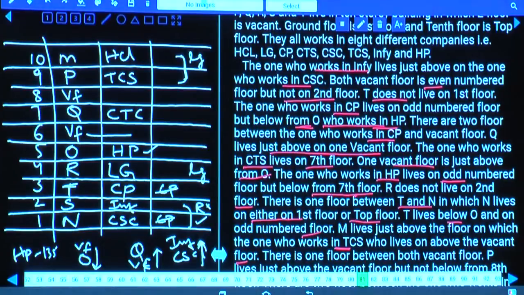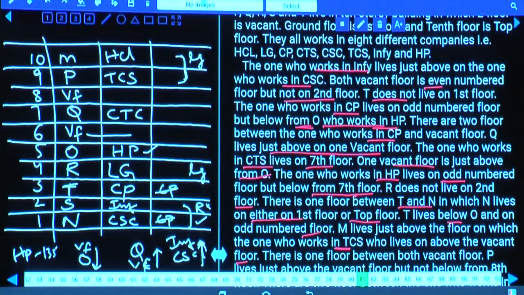Clear now? Earlier, we used to have the statements one after the other in a constructive manner, but now we are combining these two. Some information from this one and this one, we are combining these two, and hence we are segregating them. How to segregate? Now we have focused on what? First the vacant floors. Then we have checked out the companies.